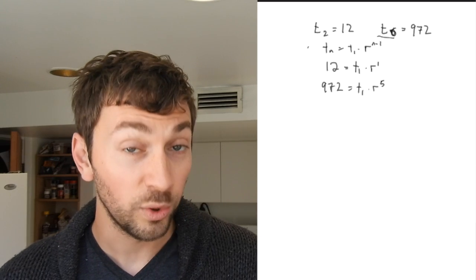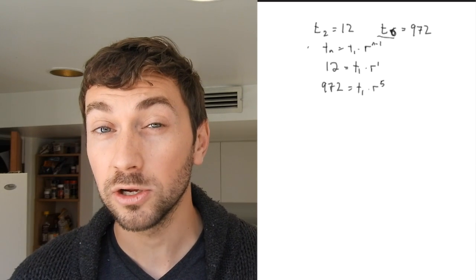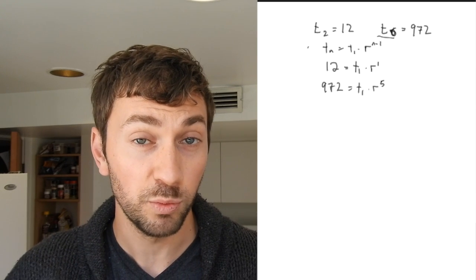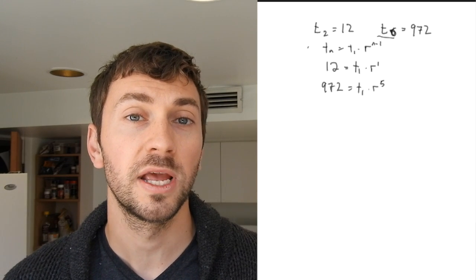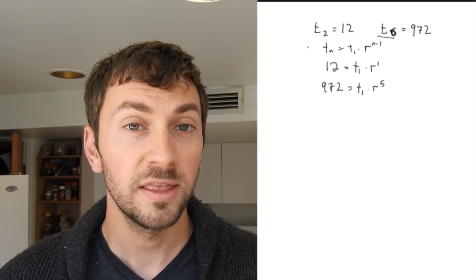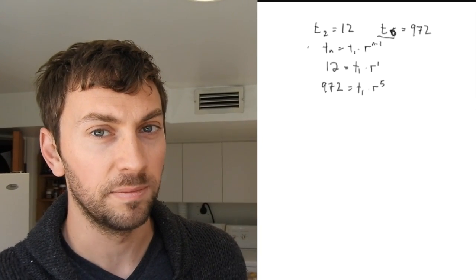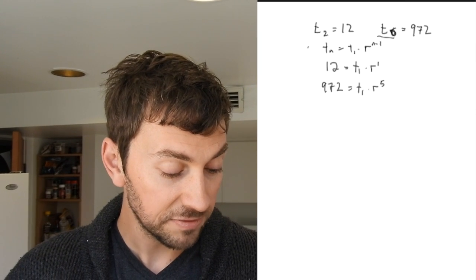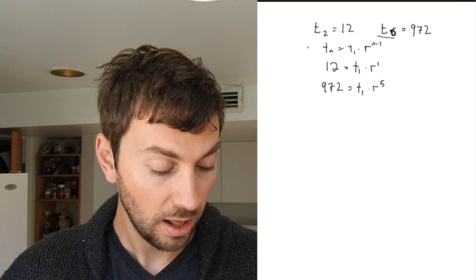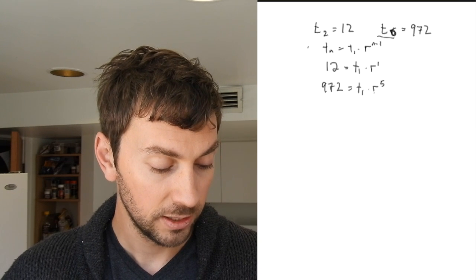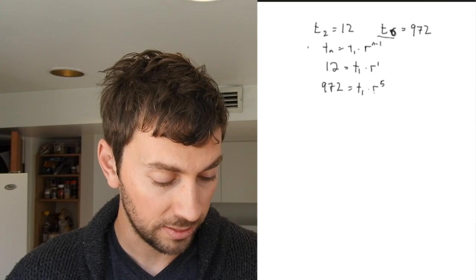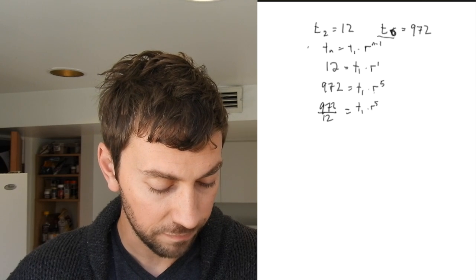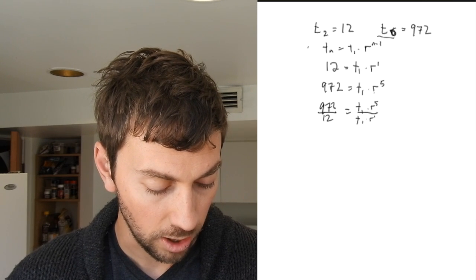Okay, so now we have to do a move. There's a few ways to go about this, but I like doing a move which you might not have done before, but you take the equations and you divide them by each other. That is, you take the left side and you divide the left side by each other, and then the right side you divide the right side by each other. So the left side is 972 divided by 12, and the right side is T1R5 divided by T1R1. Okay, I'm going to write that. So 972 over 12 equals T1 R to the 5 over T1 R to the 1.